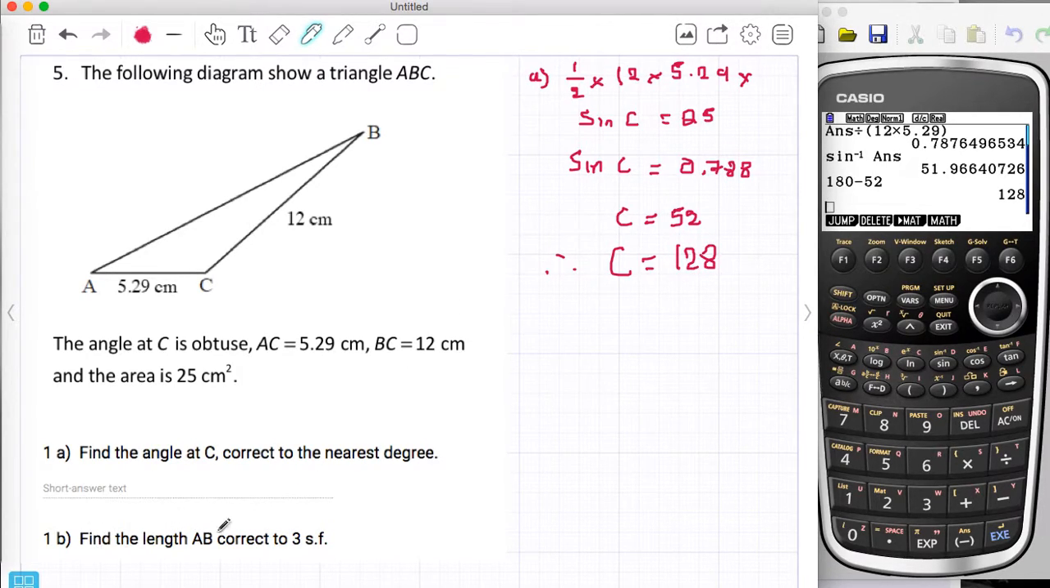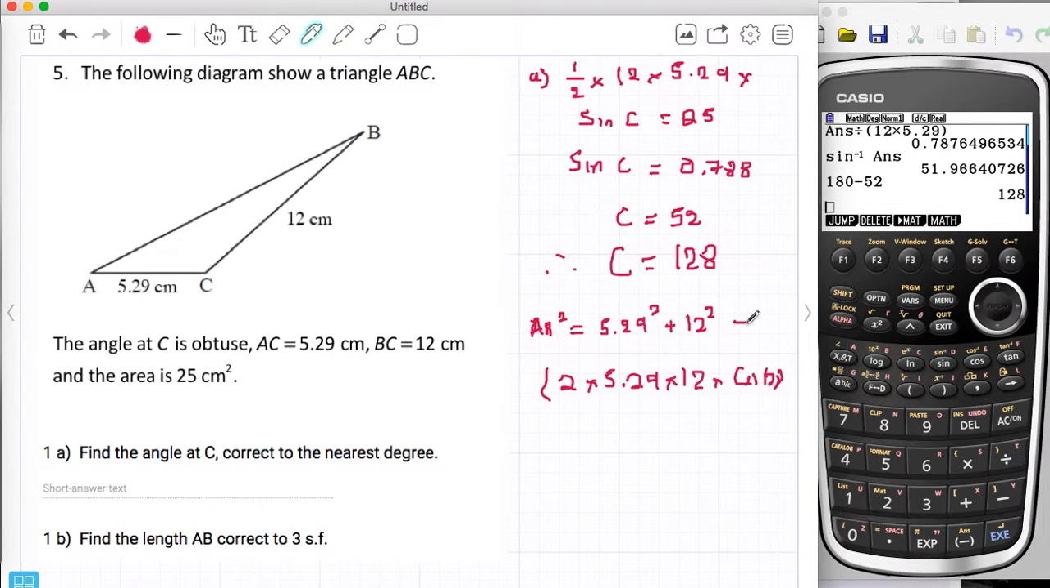Okay, for part B, the length of AB. So now this is very simple. This is the cosine rule. It's AB squared is equal to these two numbers here squared minus 2 times 5.29 times 12 times cosine 128.